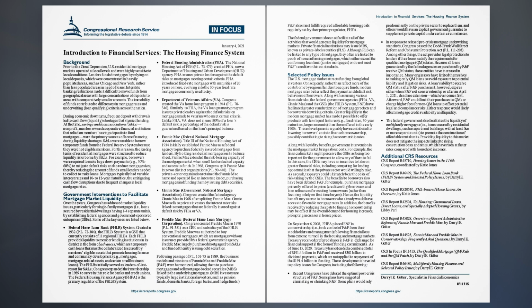In response to relaxed pre-crisis mortgage underwriting standards, Congress passed the Dodd-Frank Wall Street Reform and Consumer Protection Act, PL 111-203. Among other things, the Act provides legal protections to lenders if their loans satisfy the requirements for qualified mortgage (QM) status. Because all loans guaranteed by the federal agencies or purchased by F&F receive QM status, these entities have increased in importance. Many originators have limited themselves to making only QM loans to avoid exposure to potential liability and litigation risks. A loan's ability to receive QM status after F&F purchases it, however, expires either when F&F exit conservatorship or after an April 1, 2021, deadline extension, whichever comes first.